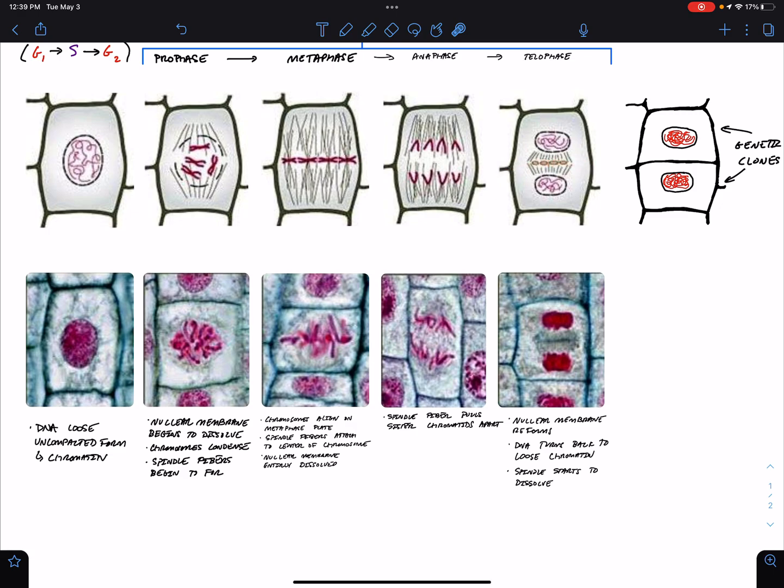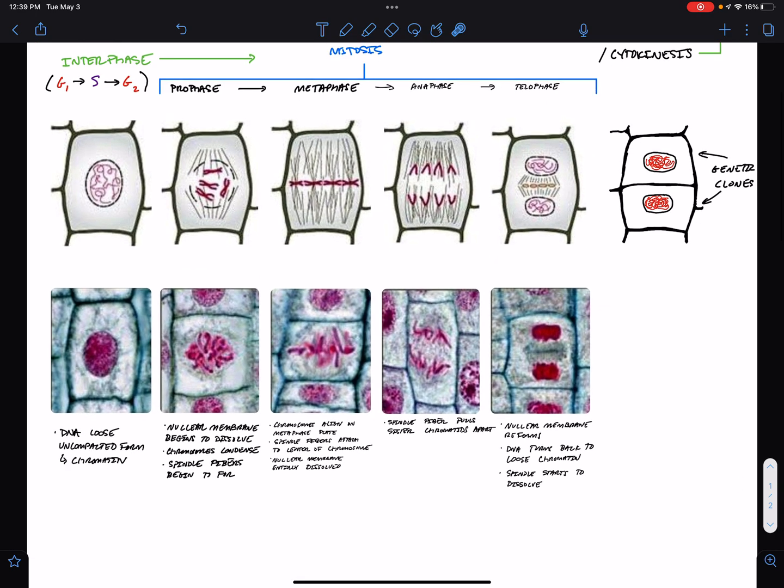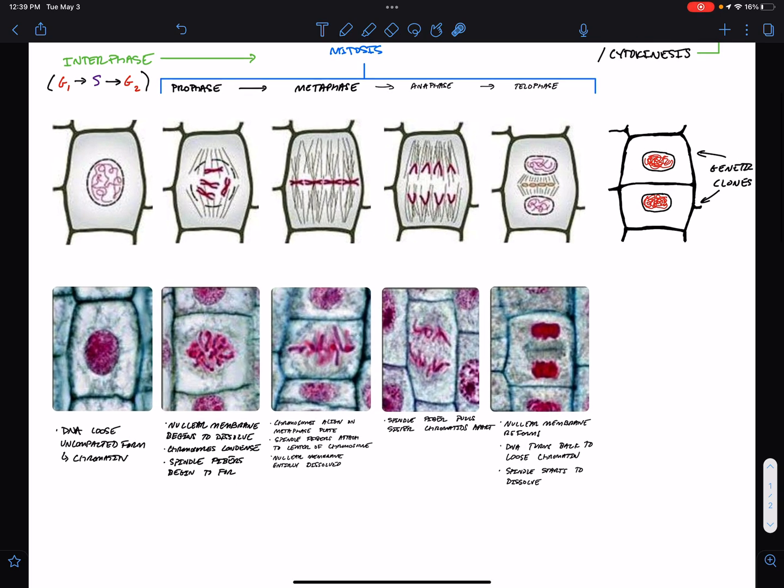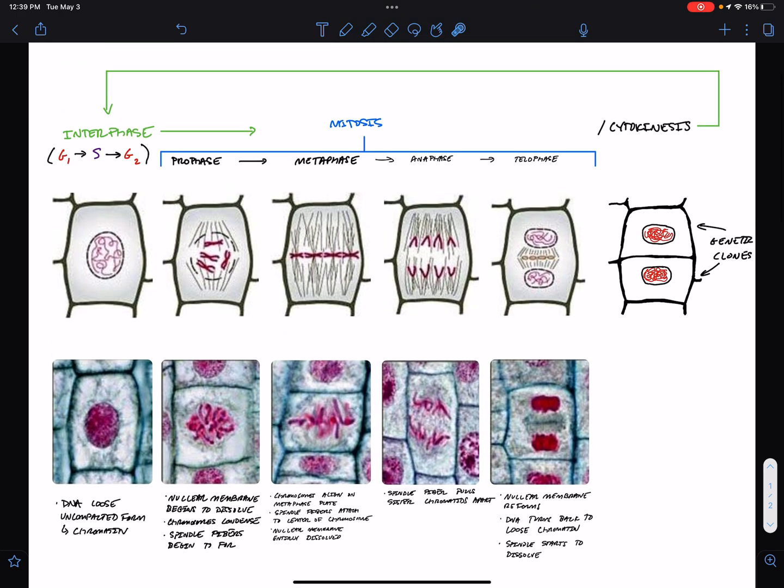And in an animal cell, it forms what's called a cleavage furrow. And so it starts from the outside and then works its way in. And we'll be looking at images of animal cells undergoing mitosis, so you'll see some of the structural differences between plants and animals there. And then this last piece, kind of telophase and cytokinesis are happening simultaneously.